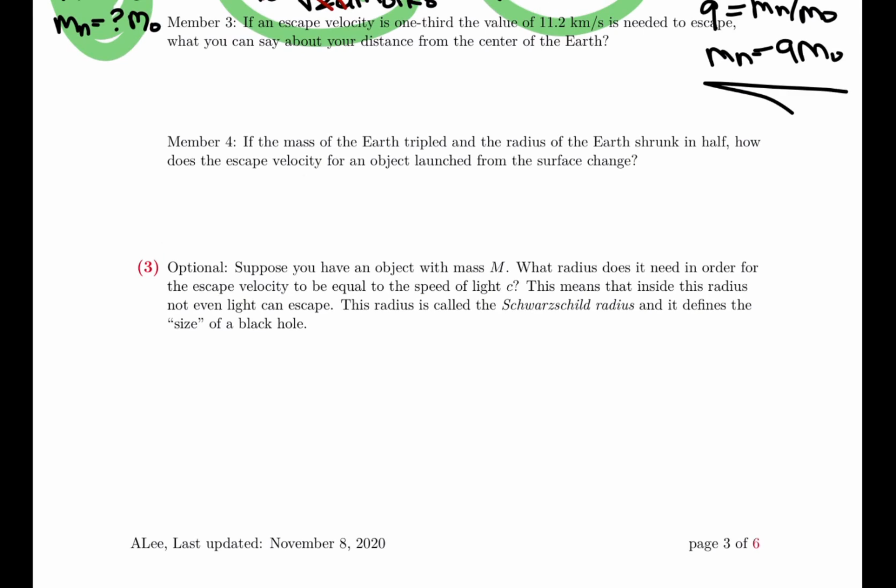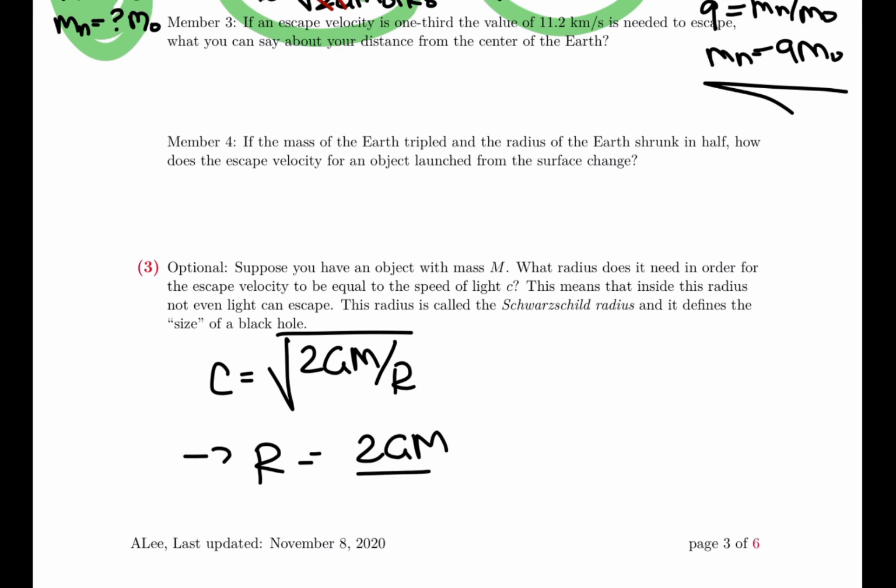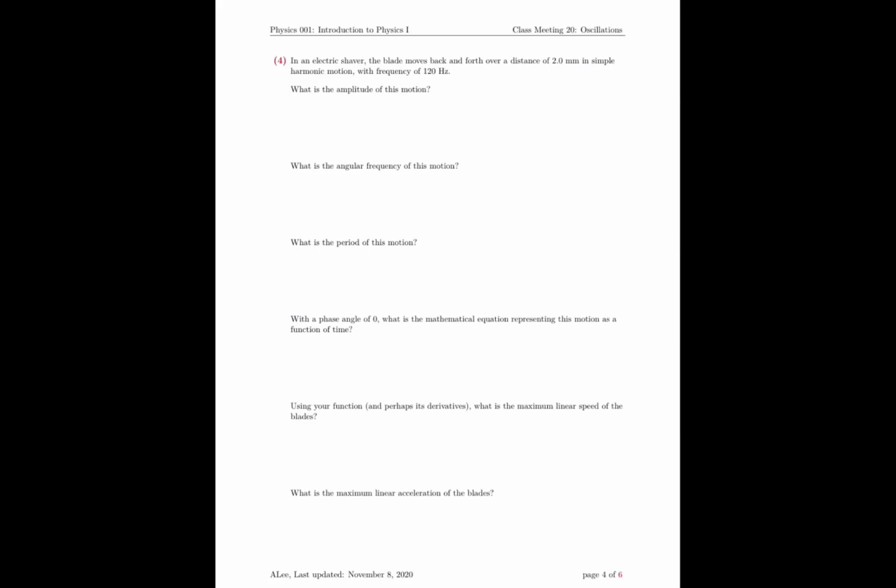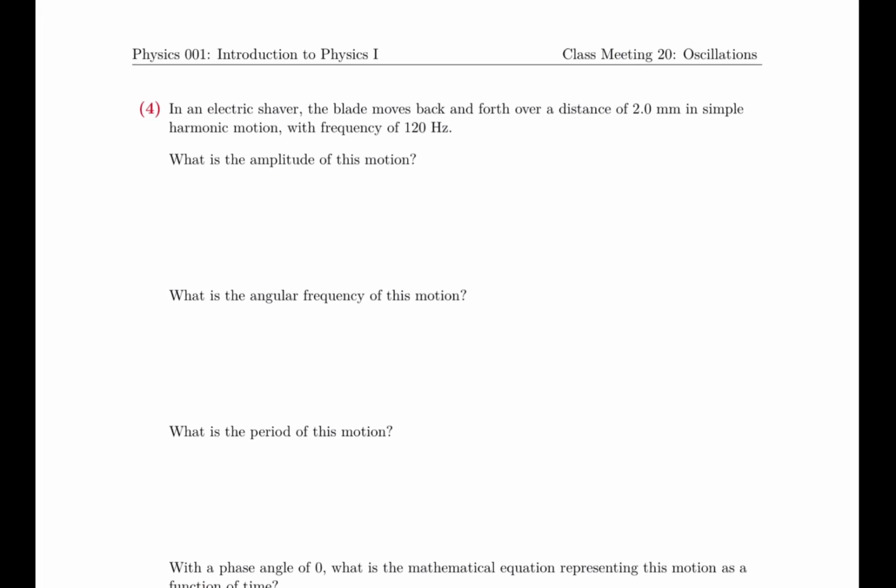The optional part is essentially that if you set the escape speed to the speed of light, you can then solve for the radius, which is 2GM over c squared. That is the Schwarzschild radius, or the radius of a black hole that has some mass m. Since the speed of light is enormous, this radius tends to be quite small. For the sun, I think it's 2 kilometers. You would have to cram the entire sun into a ball only 2 kilometers wide for it to turn into a black hole.